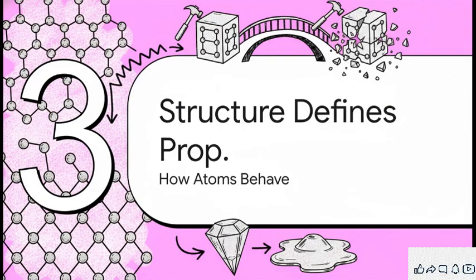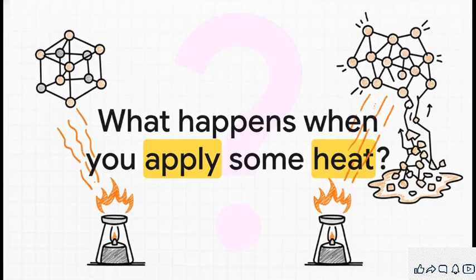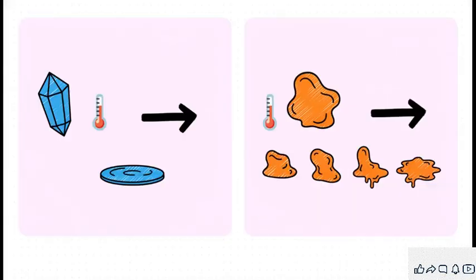So we've got order versus chaos. Got it. But the big question is, so what? How does this atomic blueprint actually change how a material behaves out here in the real world? This is where it all gets really practical. You know, one of the easiest ways to see the huge difference between these two types of solids is to just ask a really simple question. What happens when you start to heat them up? And their behaviors could not be more different.